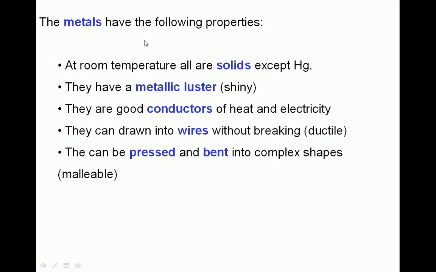So the metals have the following properties. At room temperature, they're all solids except for mercury, which is a liquid. They have a metallic luster, that means that they are shiny. They conduct electricity and heat well. They are ductile and can be drawn into wires. And they are malleable and can be pressed and bent into complex shapes.